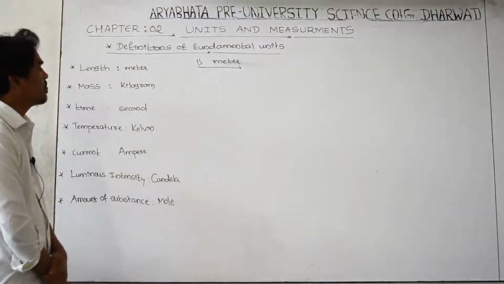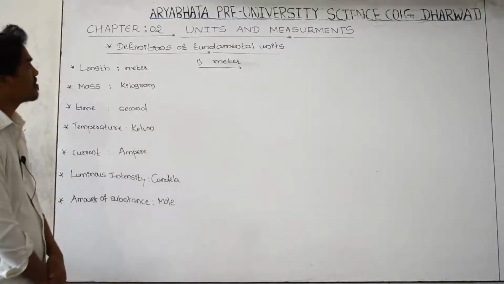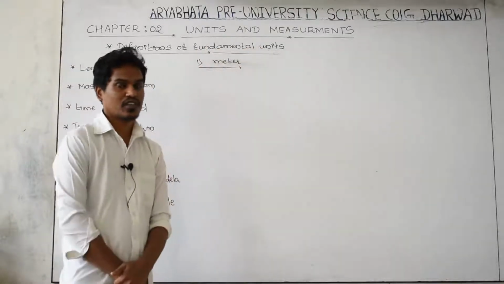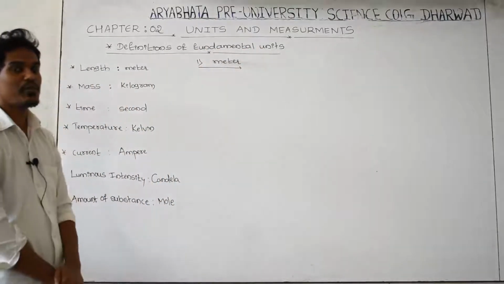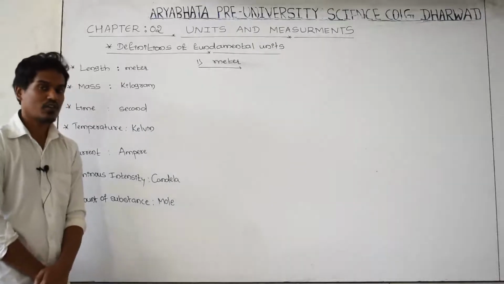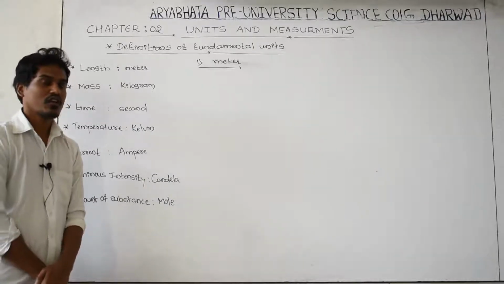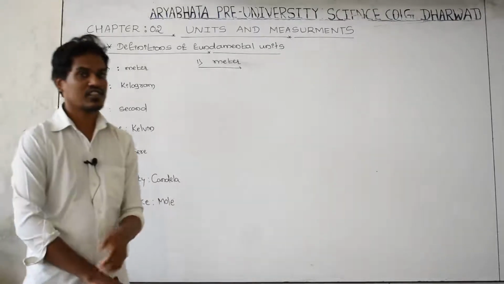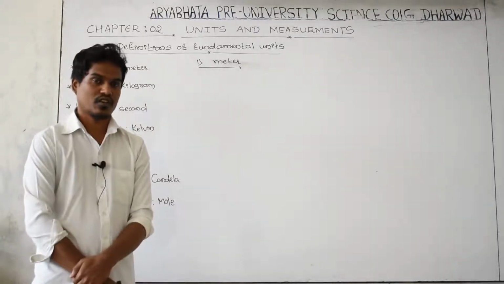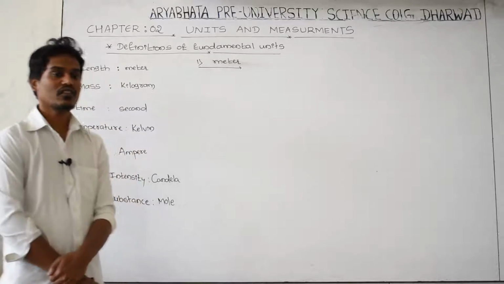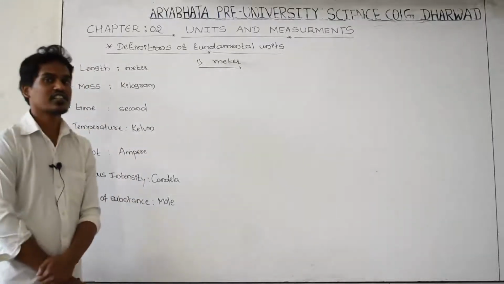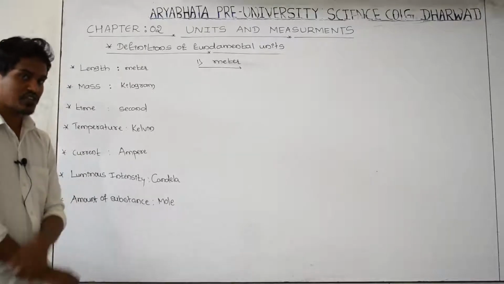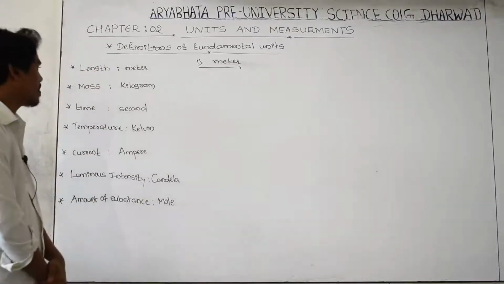Okay, next we have to study the concept of definitions of fundamental units. Just now we have discussed what we mean by fundamental physical quantities, which are those, and what is the SI unit of all the 7 fundamental quantities. In 1971, scientists sat together and made 7 fundamental physical quantities and their units. The list is given here.